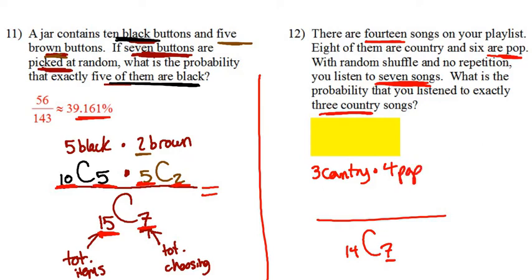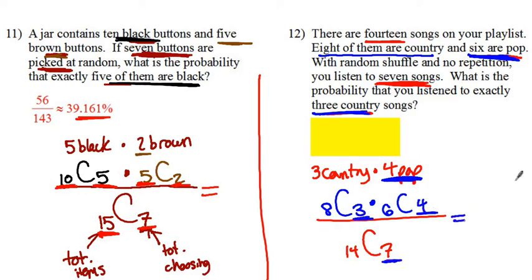So how many ways could the country part happen? Well, we have 8 total country, and we are choosing 3 of them. So 8 choose 3 times we have 6 total pop songs. And how did I know that we're choosing 4 of them? Because this number and that number have to add up to 7. So whatever that turns out to be, when you plug that in a calculator, will be your answer. And it looks like it's 24.5% approximately if you round.